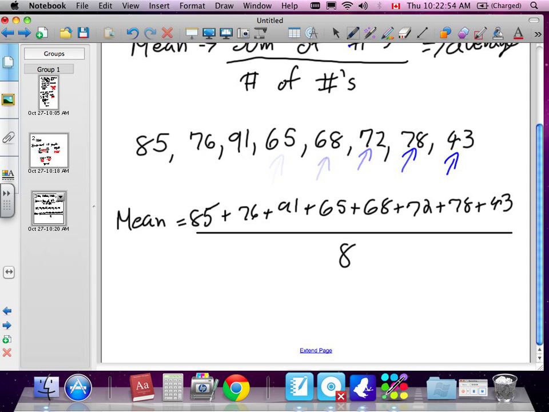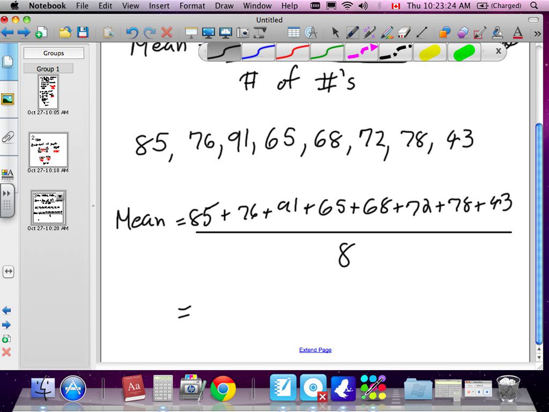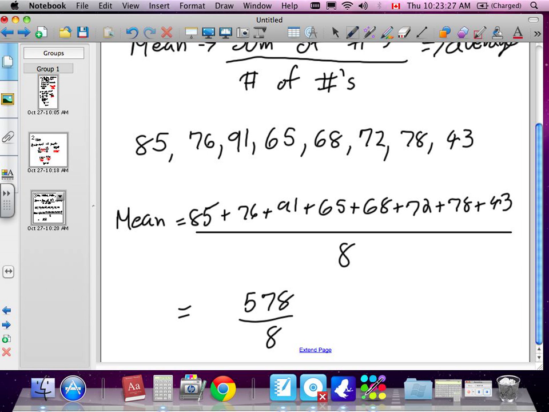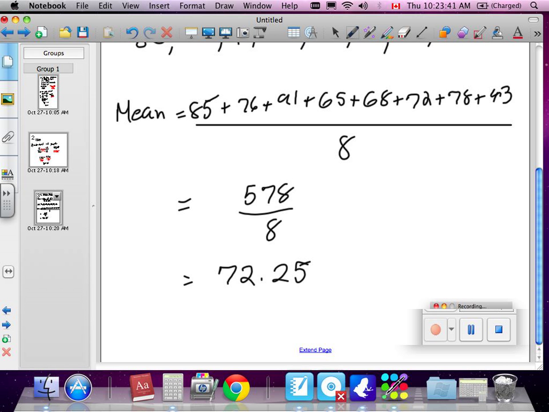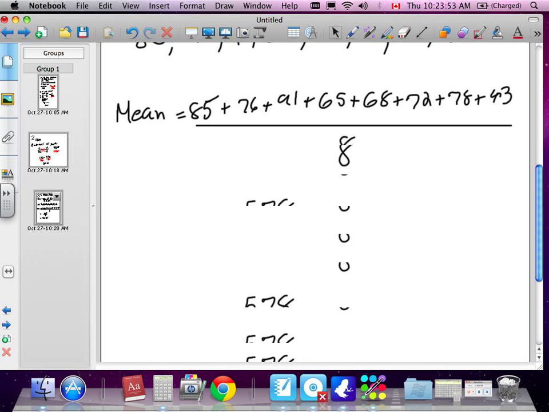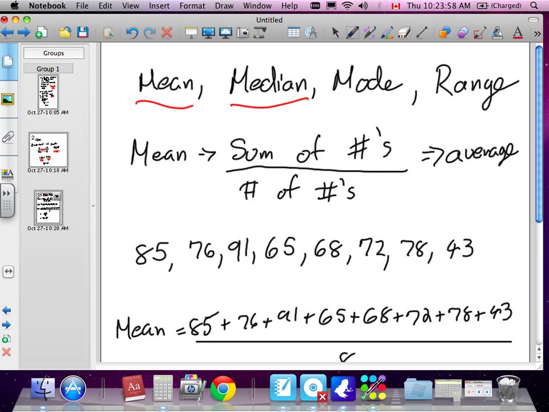Once we added those up, let's see if anyone knows. Okay, so we add those all up. We get 578 divided by the number 8. 72.25. So the average grade in this class apparently is 72.25. We got the mean. Median. What is median? Middle number. Okay.